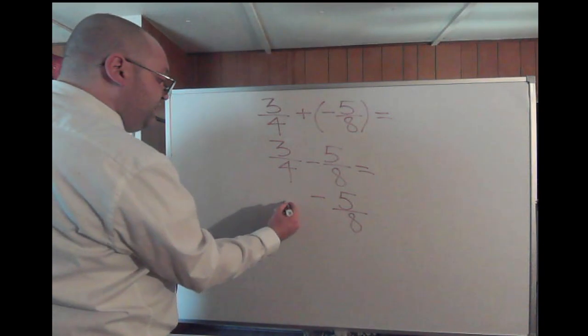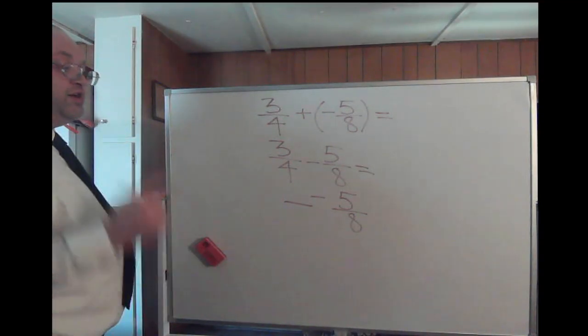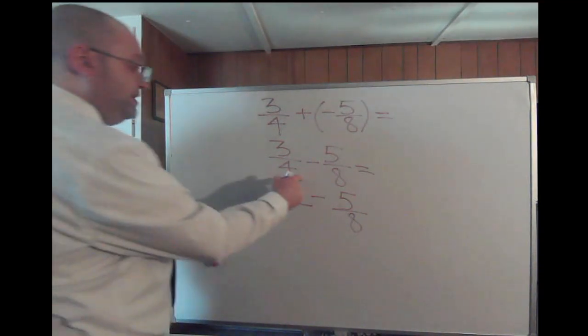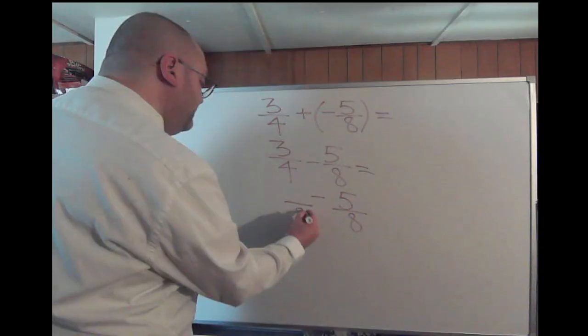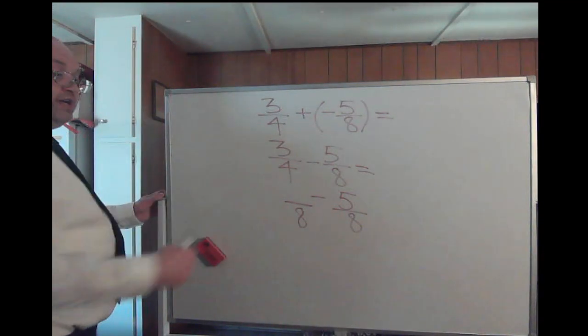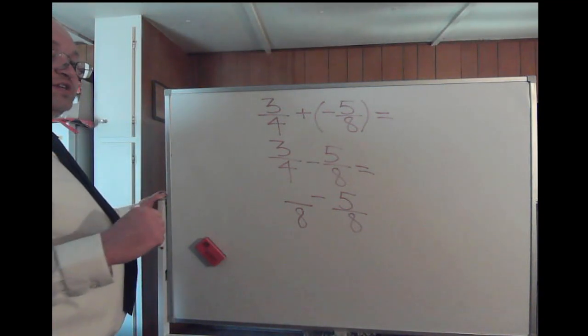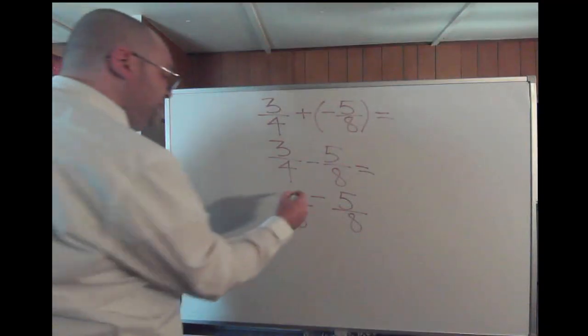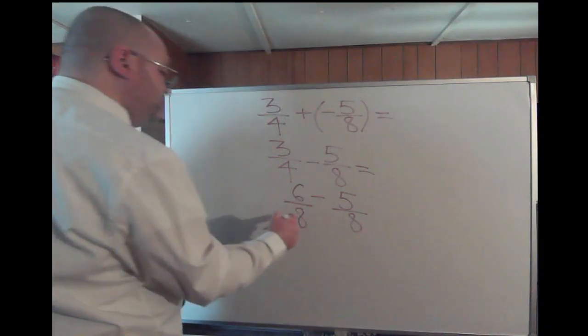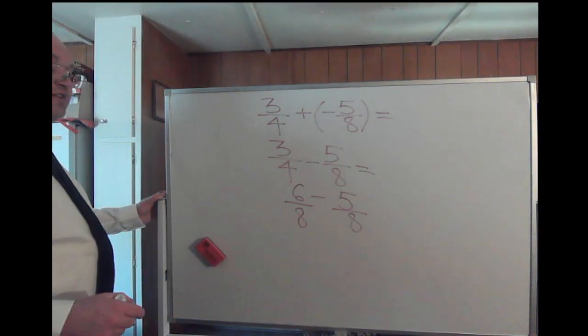Now we need to convert that denominator of 4 into an 8. The only way to do that is to multiply by 2, so you'll get a denominator of 8. But that 3 you also got to multiply by 2 since you did it to the denominator. 3 times 2 is 6. So you're left with 6/8 minus 5/8.